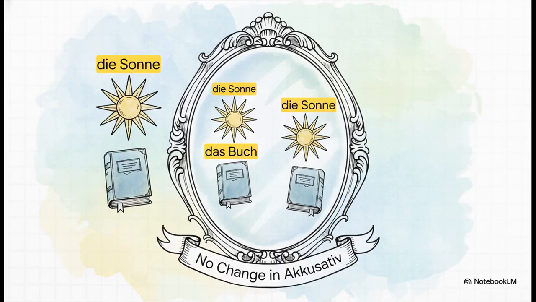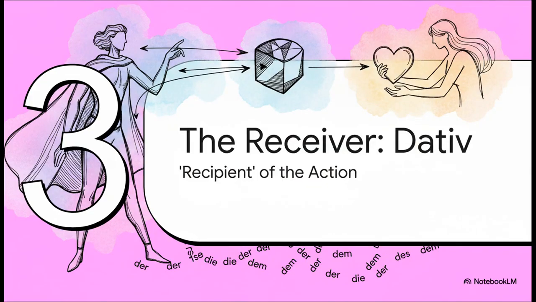And here's the best part. If your direct object is feminine or neuter, the article stays exactly the same as it was in the nominative. Seriously, die stays die and das stays das. So you've really already got two-thirds of it down. You just have to keep an eye out for those masculine nouns. So we've got a doer, that's our nominative, and a target, our accusative.